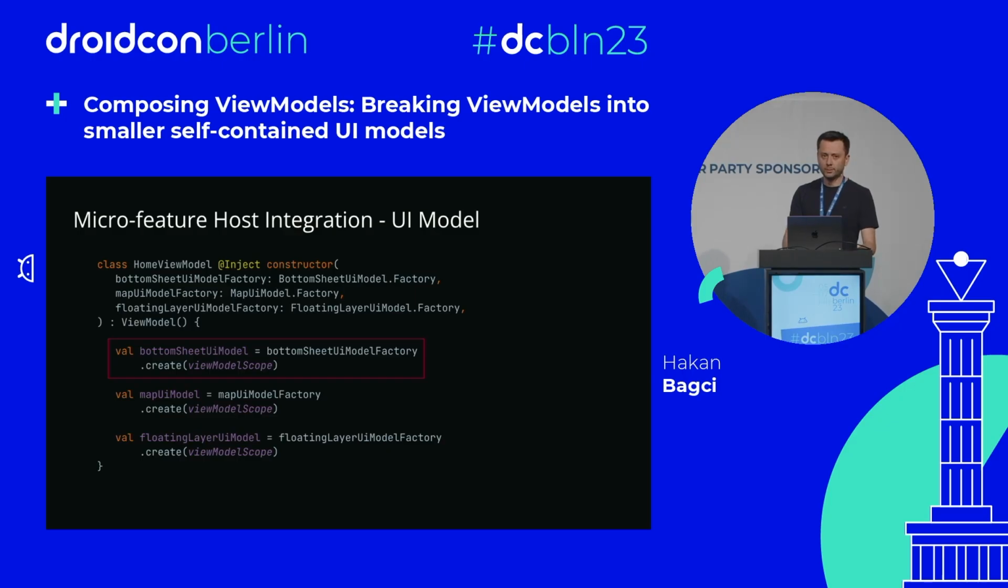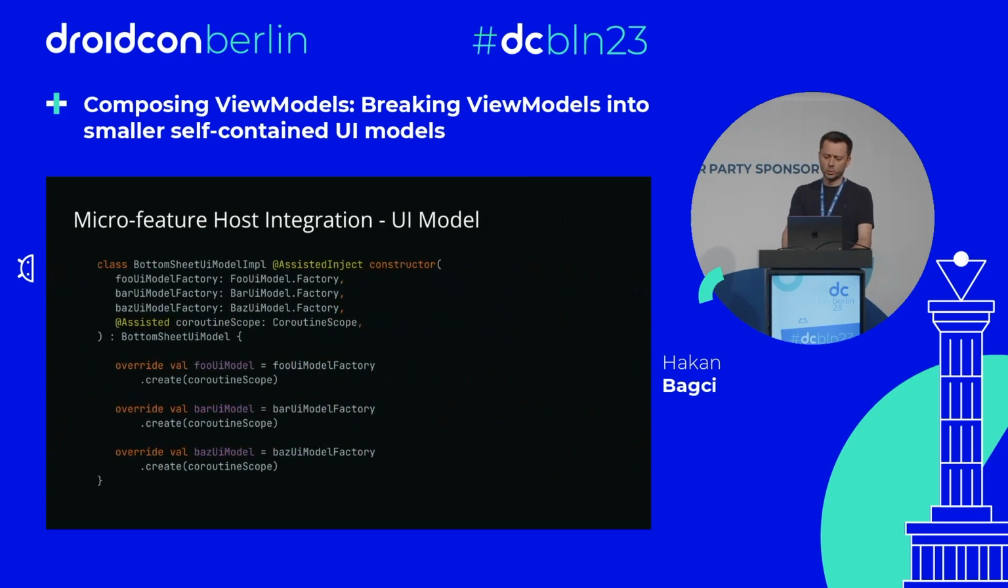our hosts also have these factories as normal microfeatures, so we can create their UI models as well. So we have the bottom sheet UI model, and we can create it using its factory. We have very similar implementations for the map UI model and the floating layer UI model. I didn't put the dashboard here, but it's very similar. So actually, what we are doing here is that we are composing our home screen using these host UI models. Let's go one level down in the hierarchy and see what's inside the bottom sheet UI model implementation. So here it seems that the bottom sheet wants to show 3 UI components as content.